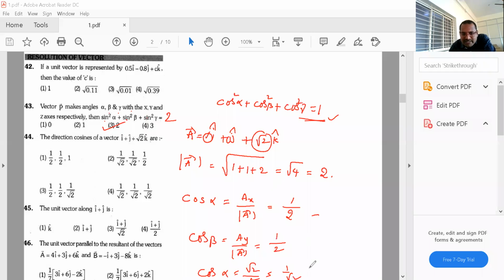Yes, these are the direction cosines: 1 by 2, 1 by 2, 1 by root 2. These are the direction cosines. Option 3 is right. Clear? Got it? This also you need to remember. Direction cosines will be useful for you mainly in mathematics. Remember this. Okay. Next question number 45.